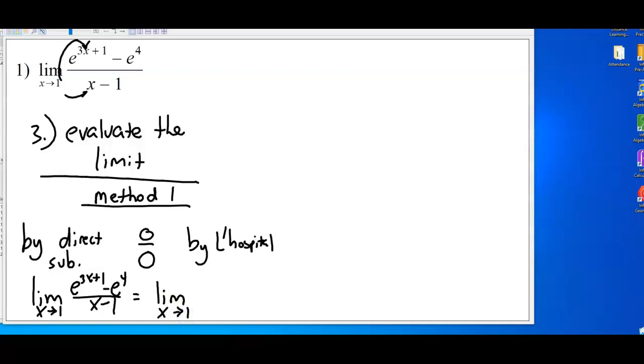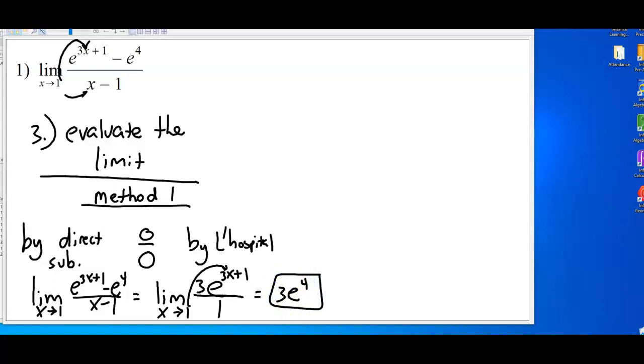So, if I take the derivative of the top, the e to the 4 is just going to go away because that's a constant. This one we're going to apply the chain rule to it. So first of all, when you take the derivative of an e function, you always just get that e function all over again. But we also need to multiply it by the derivative of its inside, which is the exponent in this case. So the derivative of 3x plus 1 is 3, so I'm going to put a 3 in the front. And the derivative of the bottom is 1. And then we could just go ahead and plug in our 1. And what we end up with as a result is 3e to the 4th power by direct substitution, and we're done.